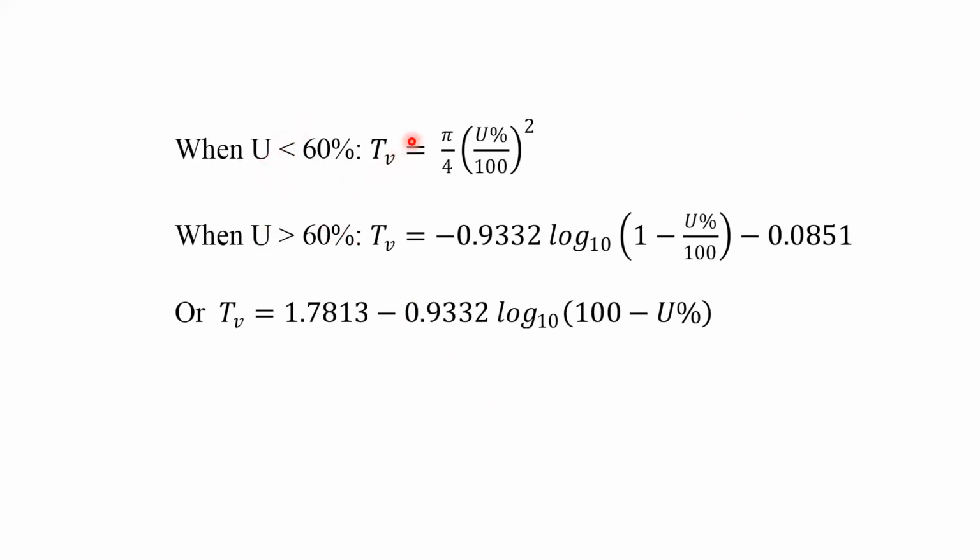Now we can see that there are different formulas for the determination of the time factor, TV. Suppose the degree of consolidation U is less than 60%. In that case, we can use this formula. If it is more than 60%, in that case, TV we can calculate using this formula or this formula, right?